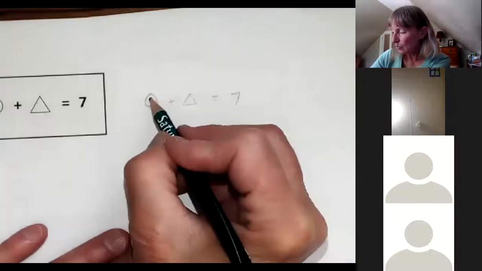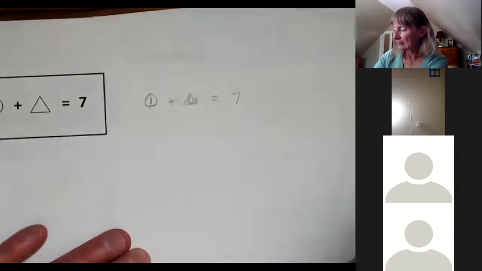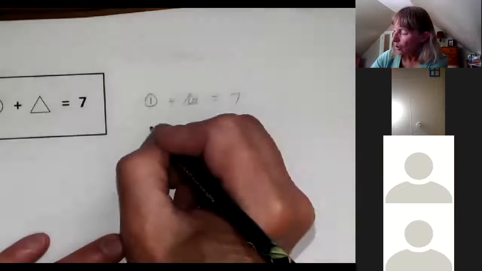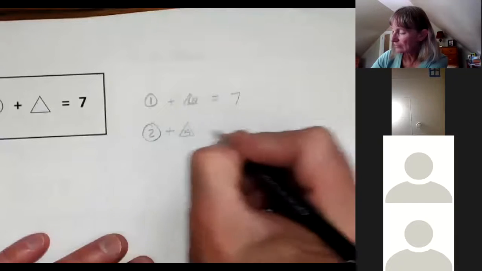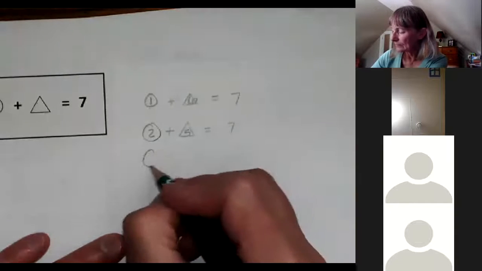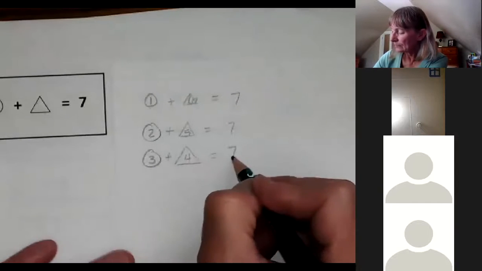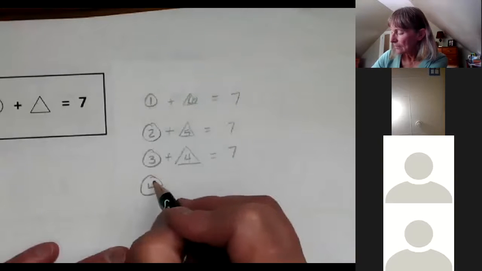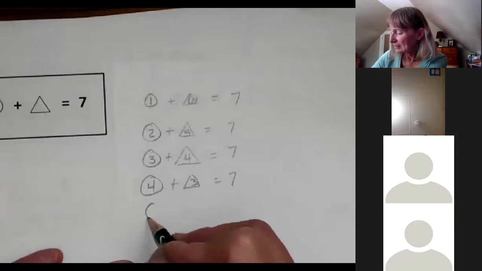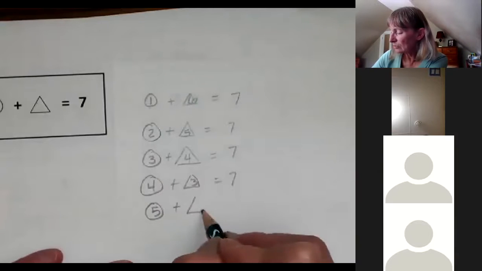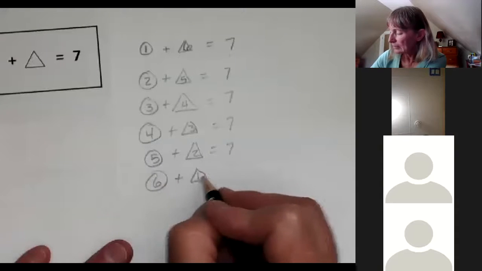So if circle is 1, then triangle could be 6, and that equals 7. Or if circle is 2, then triangle could be 5, and that would still equal 7. 3 plus 4 equals 7. 4 plus 3 equals 7. 5 plus 2 is 7. 6 plus 1 equals 7.